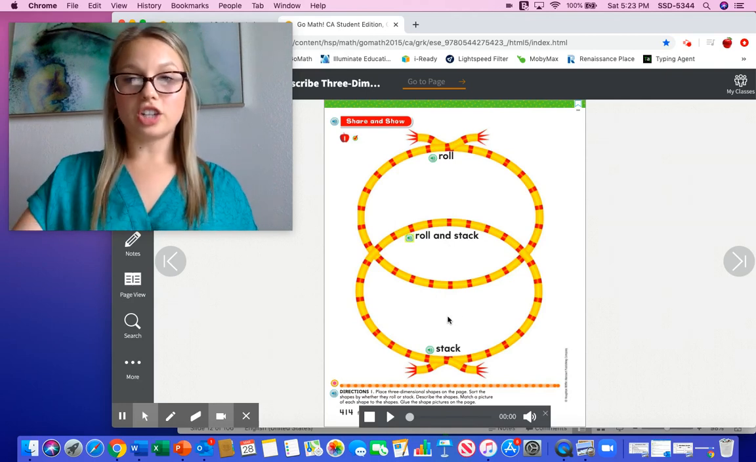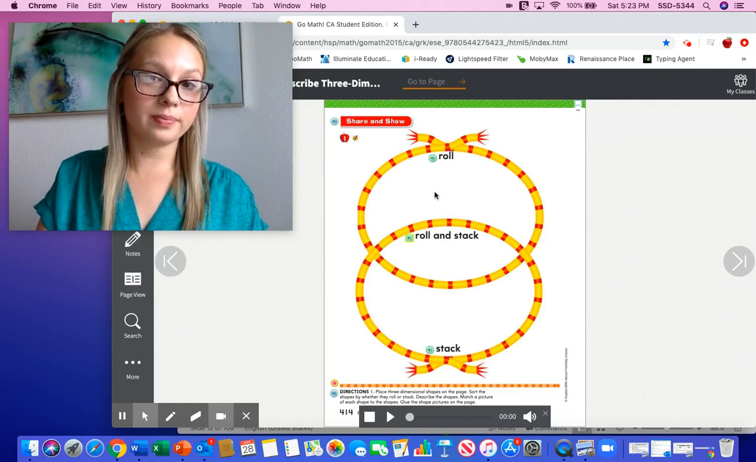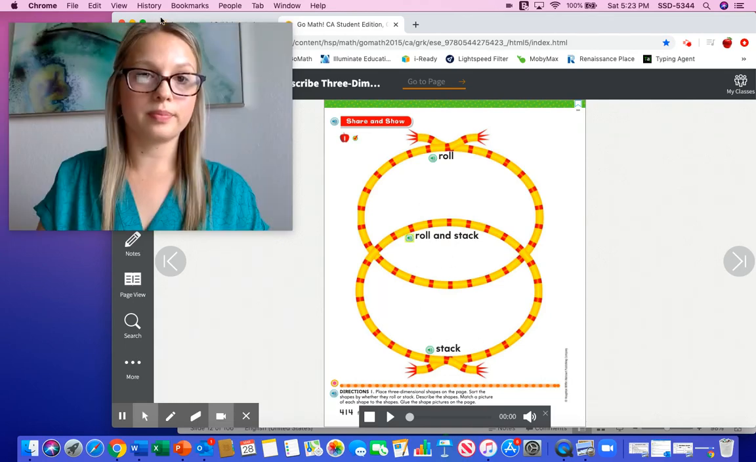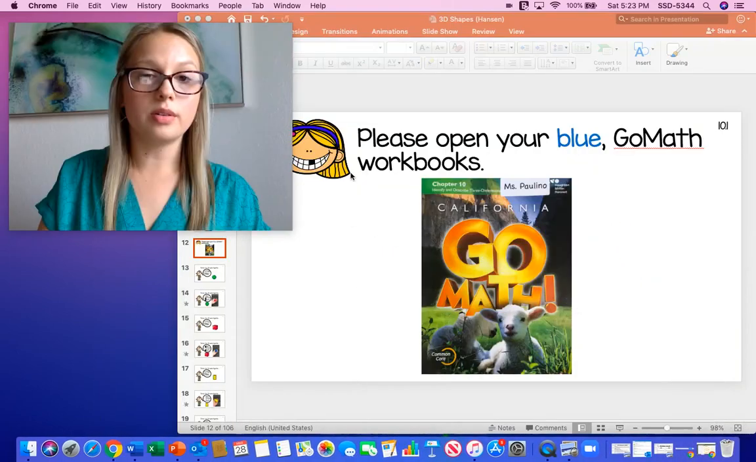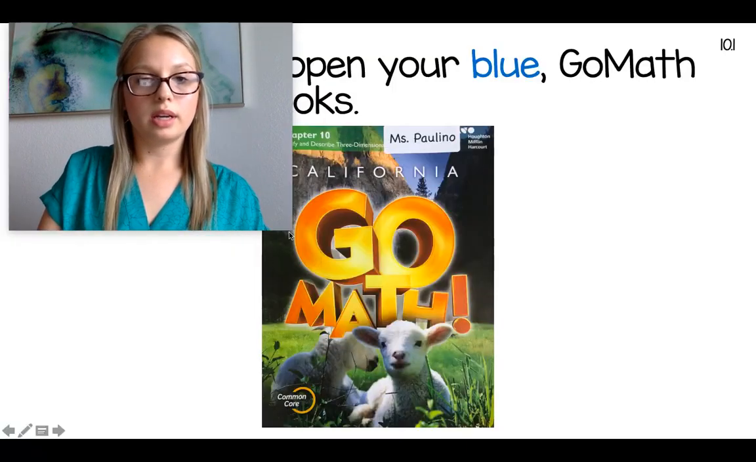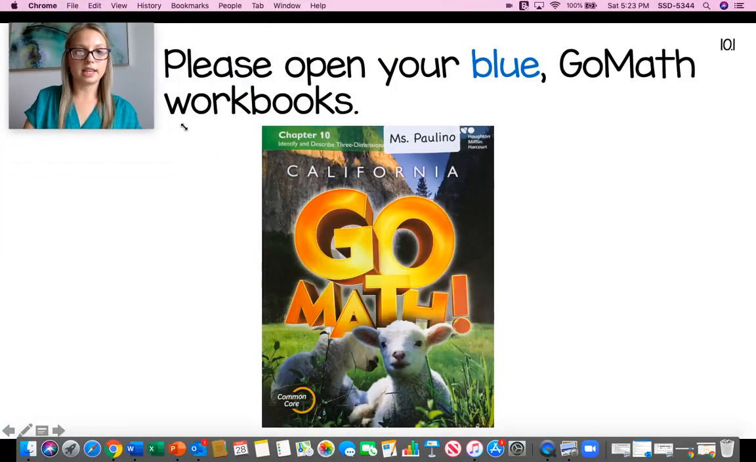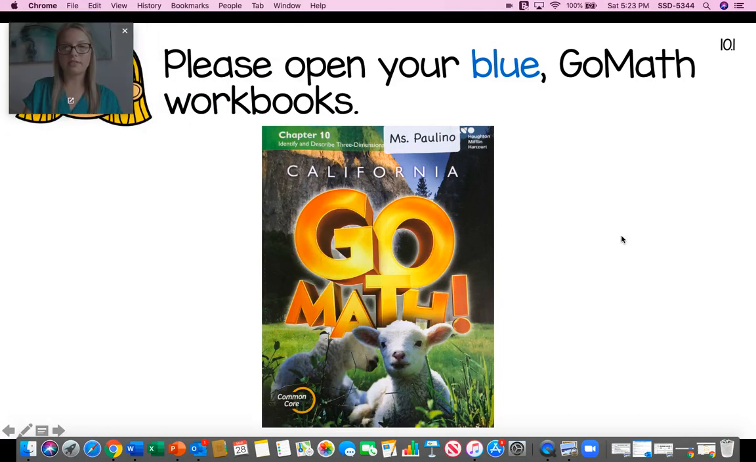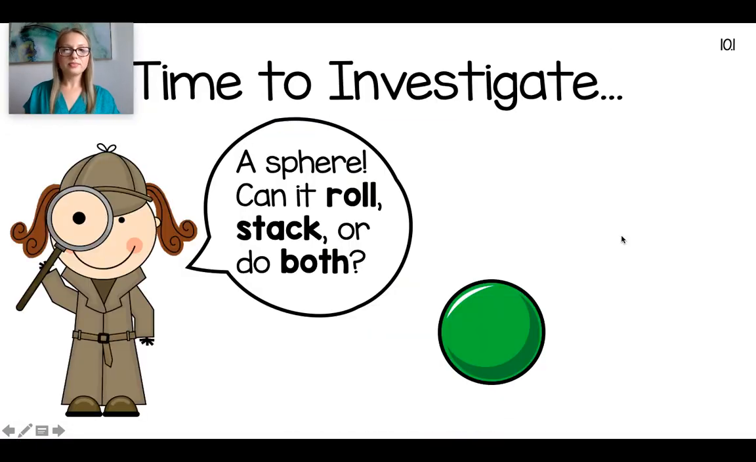So we're going to look at these shapes and we're going to see, can it roll? Can it stack? Or can it do both? All right, go ahead and just watch the video because I'm going to pull it up here and we're going to investigate. The first thing that we are going to investigate is a sphere. A sphere looks like a ball. Can it roll, stack, or do both? Let's watch.